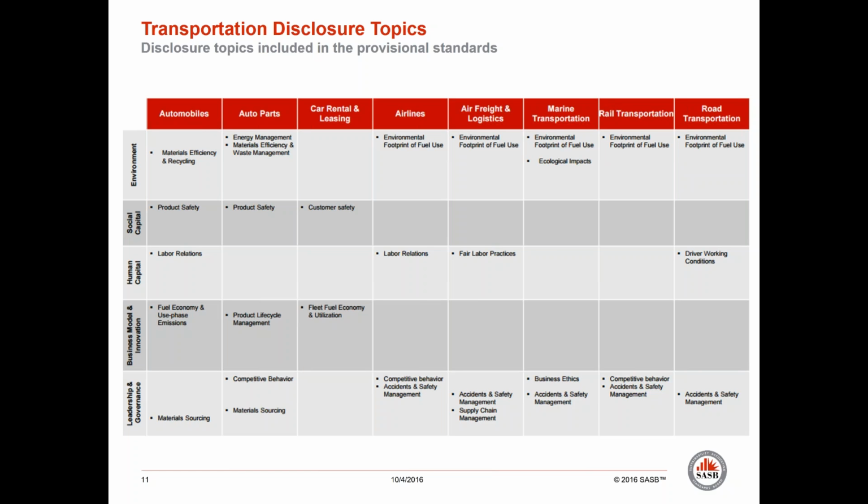parts. And you can see a little bit of clustering, for example, on the right 5 columns, the issue of fuel use is kind of recurrent throughout these transportation industries. And then if you look at the bottom where we're looking at leadership and governance, accident and safety management is an issue that keeps coming up.